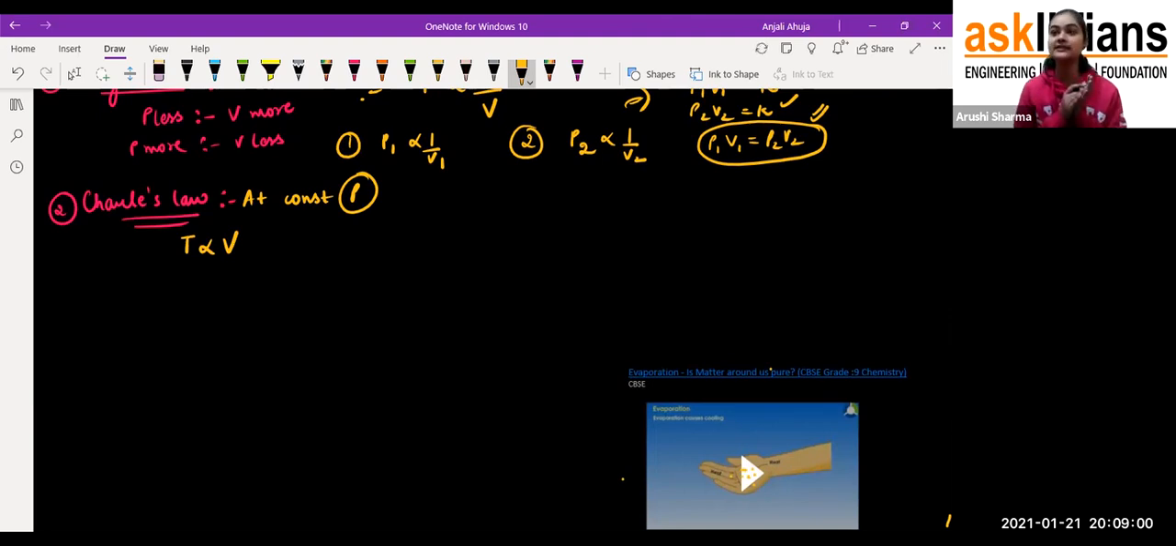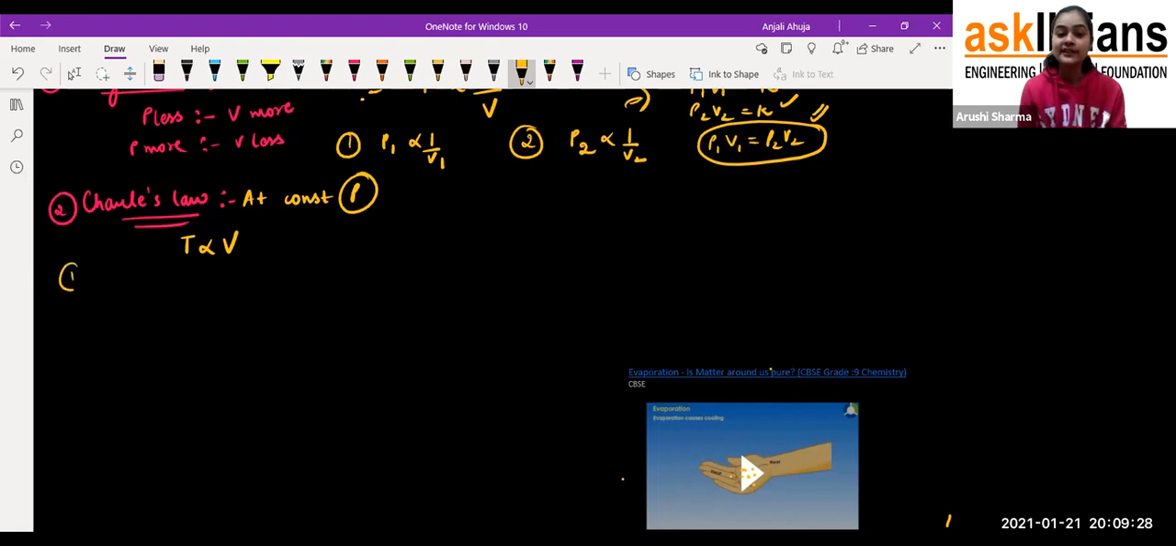You can also imagine, student, when I'm increasing the temperature, what will happen? The particles of the gas will acquire more kinetic energy, and they will try to move here and there with more fast speed. And when they move here and there, they will result in an increase in the volume. And if I decrease the temperature, the kinetic energy also decreases, and they will not try to move here and there that much. So in that condition, the volume decreases.